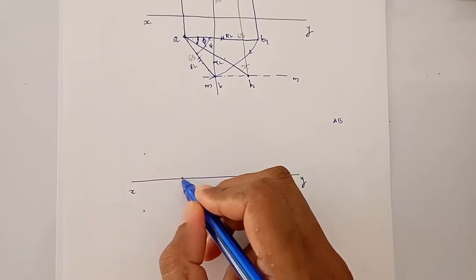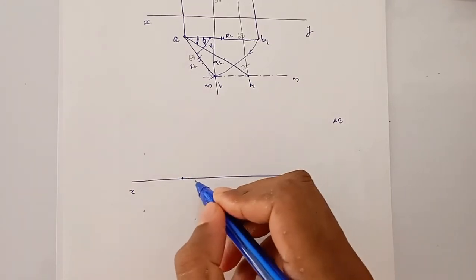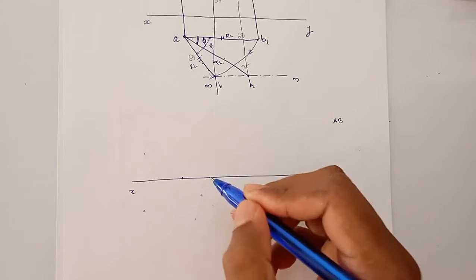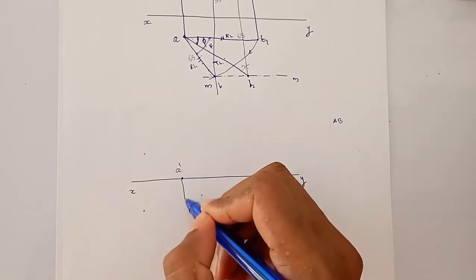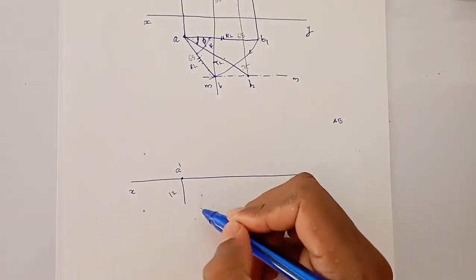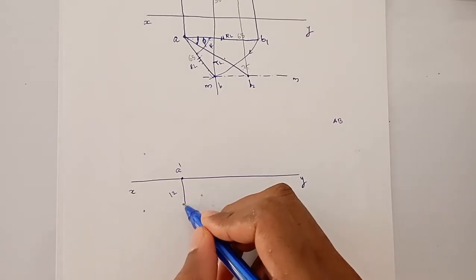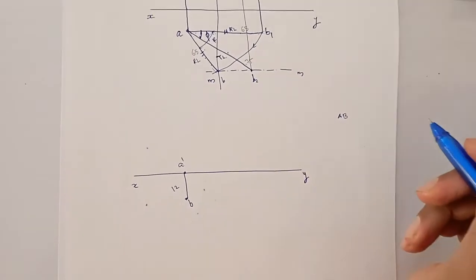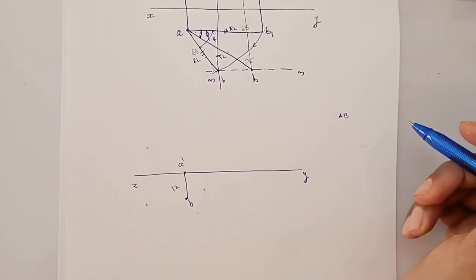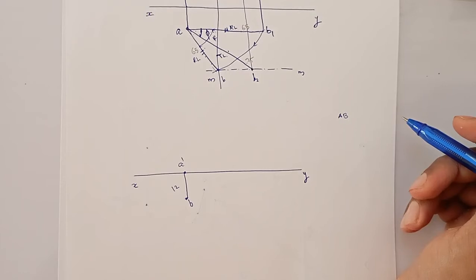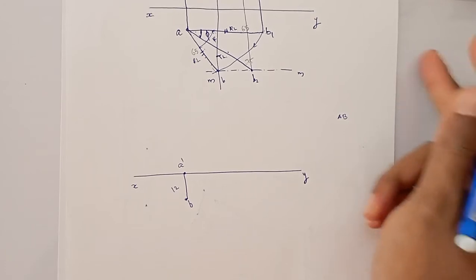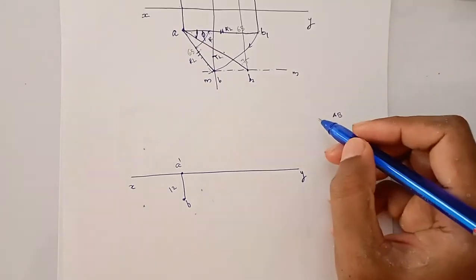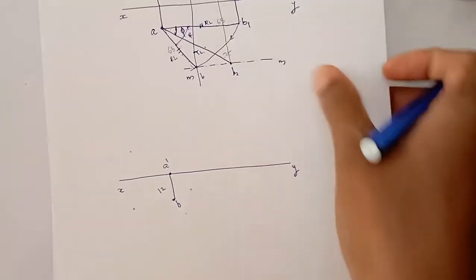This A is in HP, so this is the front view. Front view itself is on the XY line, because the point is in HP itself. So this is A dash, and this is 12 mm in front of VP. So the top view will be below the XY line, and then the first step is we have to make the line parallel to VP and incline at an angle theta with HP, and we have to draw the front view and top view. Do we know the length of the true front view? That is true length.